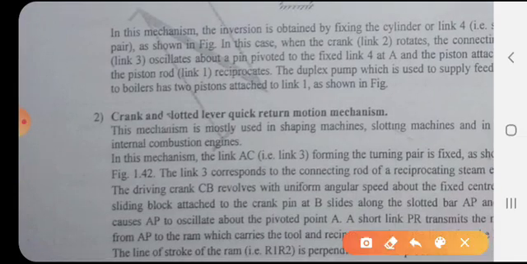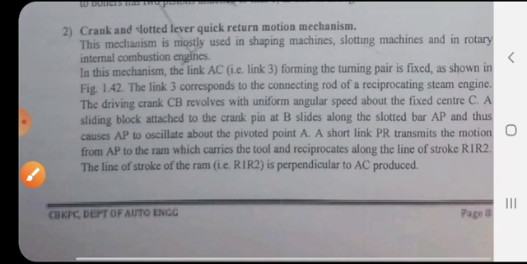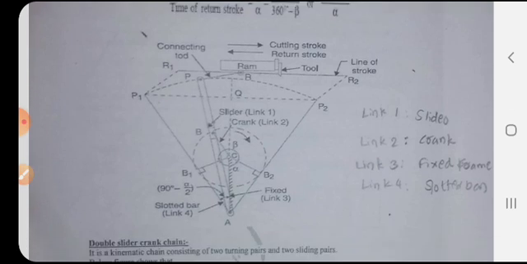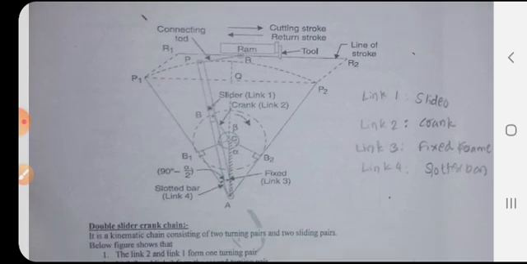Next, go to the crank and slotted lever mechanism. You can observe the diagram. This crank and slotted lever quick return motion mechanism is generally used in shaping machines, slotting machines, and rotary internal combustion engines. A simple form of the crank and slotted lever quick return motion mechanism is shown in the figure here.